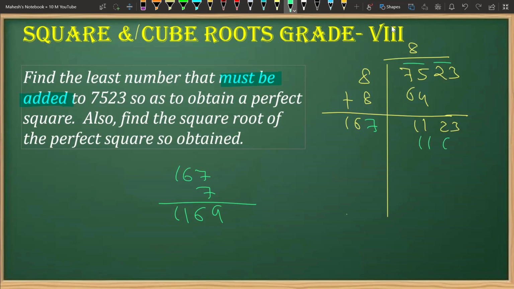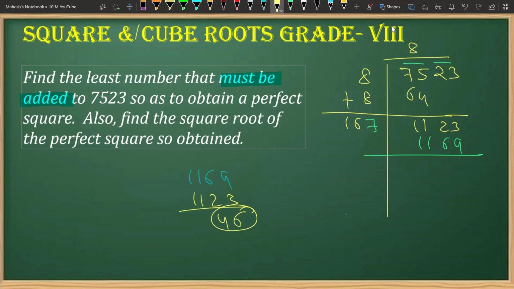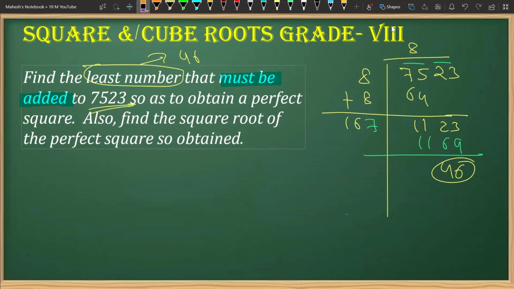But then we have to find out the difference over here. So make sure you write the bigger number first, and then the smaller one, so that you don't make a mistake. 9 minus 3 is 6. 6 minus 2 is 4. So 46 we'll say is the smallest number, right? So the least number here is 46, that must be added to this number so as to obtain a perfect square.